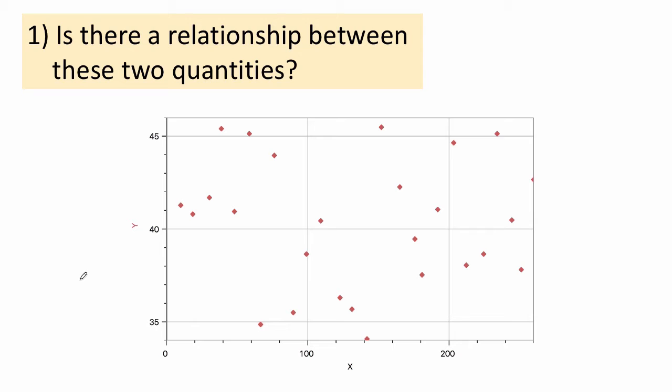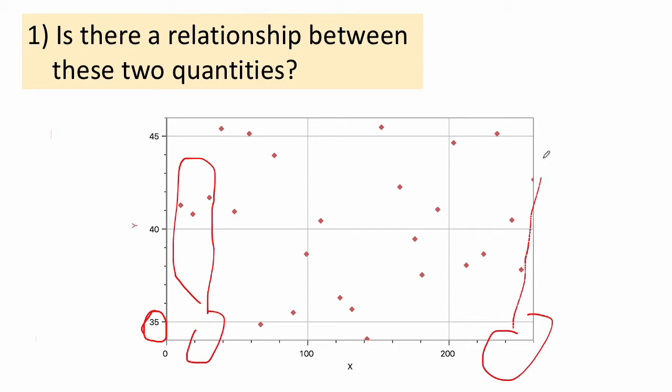How about this one? Is there a relationship? Well, notice again we have this problem of this should start at 0, right? Should start at 0. But it doesn't start at 0. So the question is, small x, well, lots of different y's. Large x, also lots of different y's. I would say that there really isn't a relationship here.